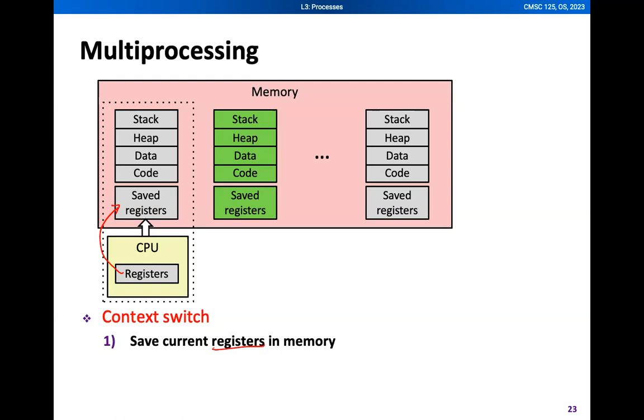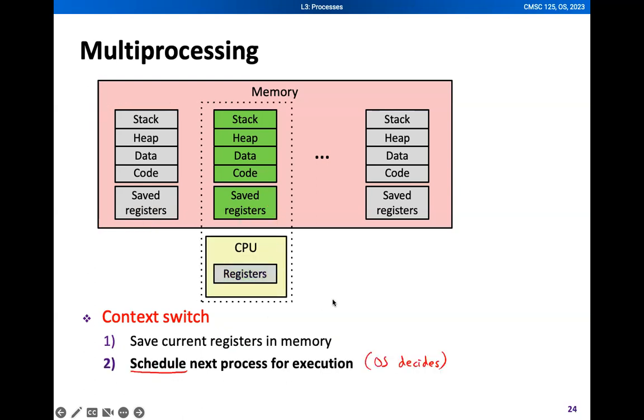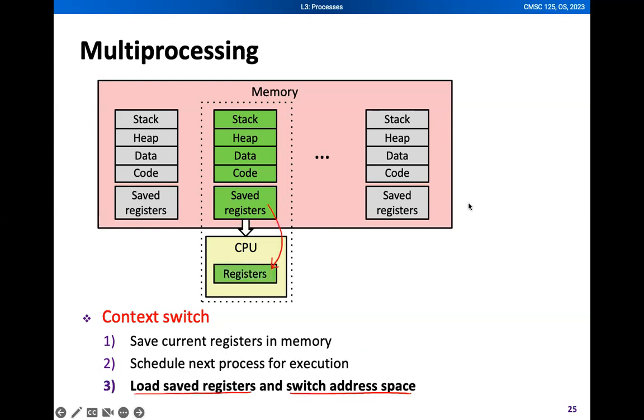So you can also call this a process control block. Okay, and while this specific process is using the CPU, it saves the current registers in the memory. And next, it will schedule the next process for execution. So it is the OS that will decide which of these next processes will be executed next.